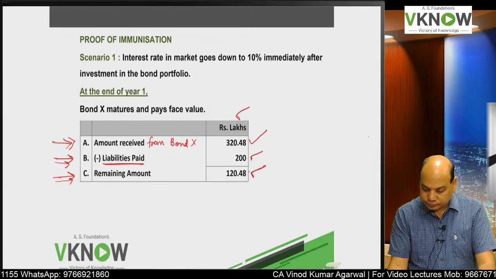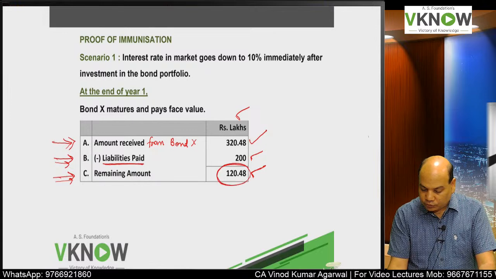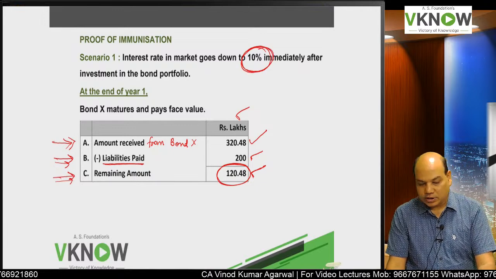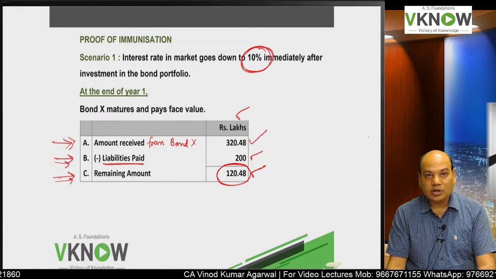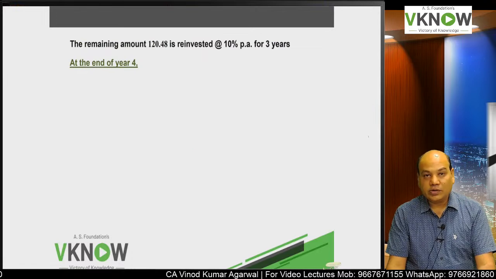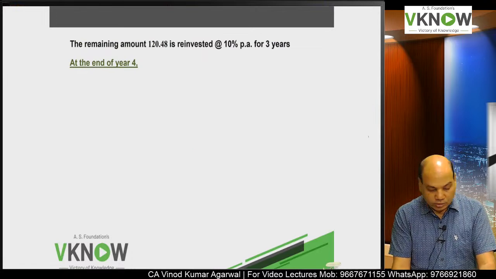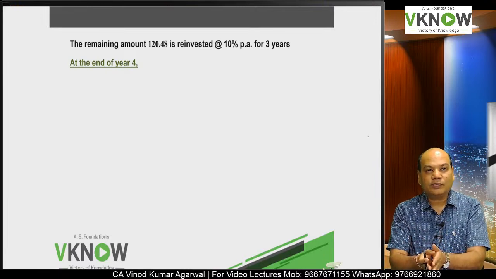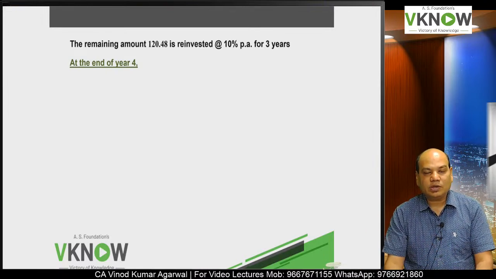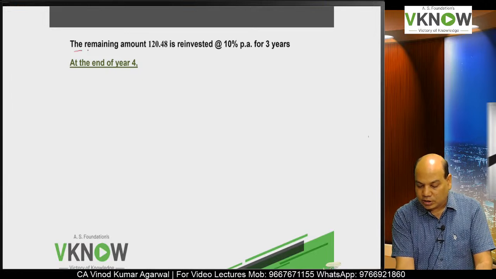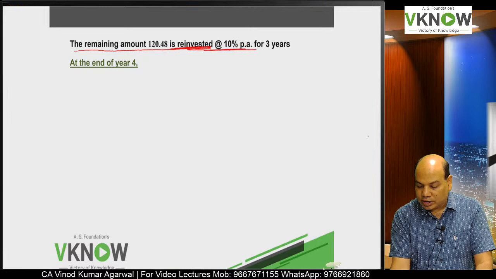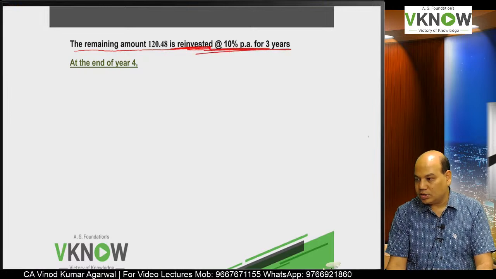Now, this 120.48 lakh will be reinvested at the rate of 10%. When is my next liability? Next liability is at the end of year 4, and we are standing at the end of year 1. So my next liability will be after 3 years. So this surplus which I have, I can reinvest at the rate 10% per annum for 3 years.